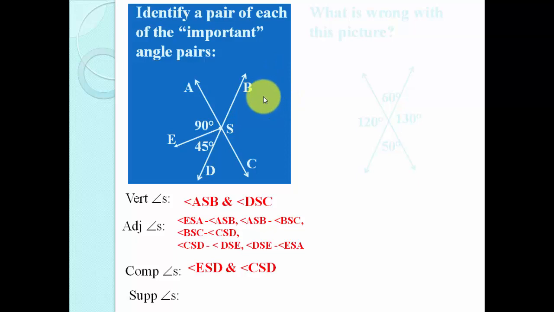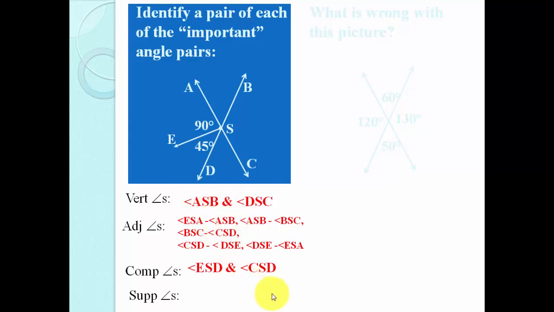Well, there's a couple ways that you could figure this out. First of all, this is a straight line. That means that it equals 180 degrees. If you subtract 90 and 45 from 180, you're going to get 45 left over here. 45 plus 45 equals 90, which means that these two are complementary. Another way you could have figured this out is if this angle up here is 90 degrees, then this ESC has to be 90 degrees. If that's 90 degrees, then they're going to be complementary.